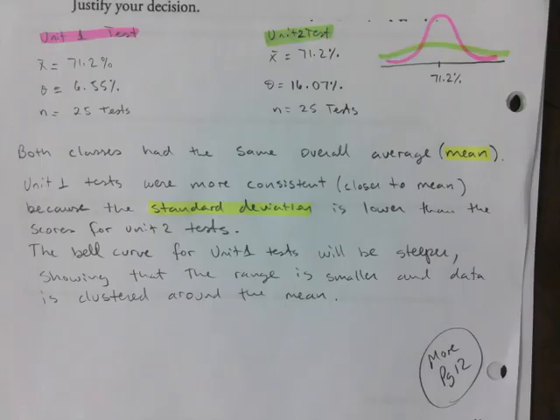And of course, you could have gone the other way. You could have talked about unit test 2. It's going to be more spread out. Data is going to be further away from the mean. The range is going to be bigger, right? All of those things if you chose to do it that way. I don't have a preference. You decide. As long as you're consistent, you're not contradicting yourself, you're fine.